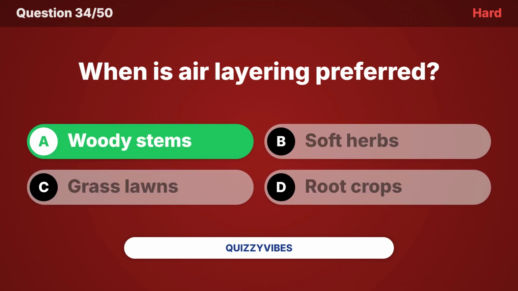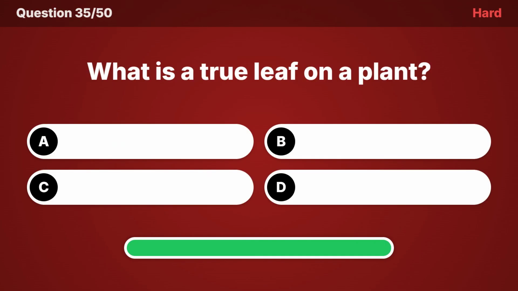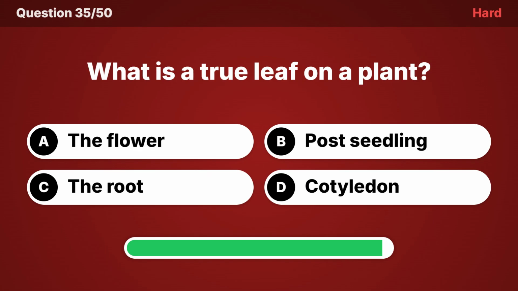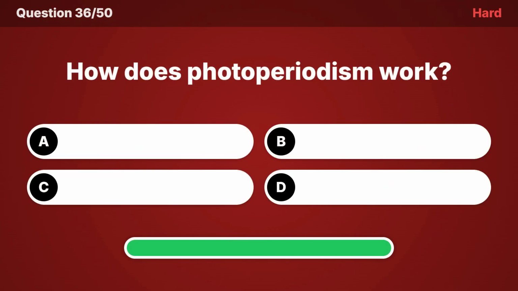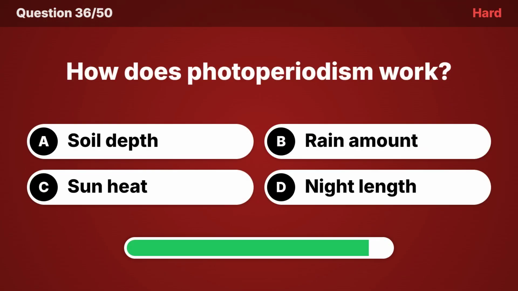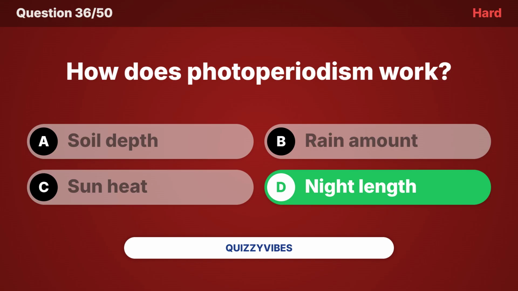The answer is woody stems. What is a true leaf on a plant? Answer, post-seedling. How does photoperiodism work? Time's up, it's night length.